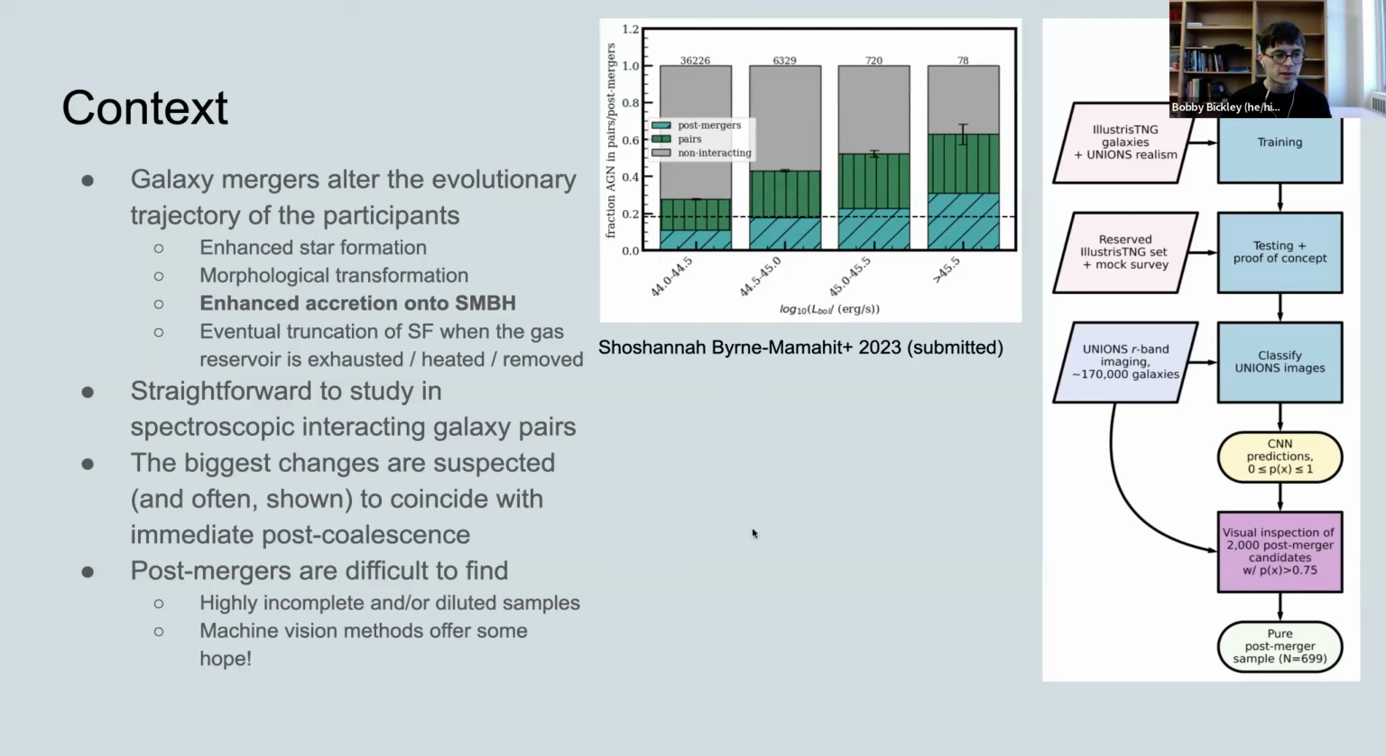And what I say here is that machine vision methods offer some hope for this. And this is what I've been using to identify galaxy post-mergers. I can tell you about how that's working in the context of this study. I've selected a couple figures for this context slide. The first one is from a colleague of mine here at UVic, Shoshana Byrne-Mamahit, and this is a submitted paper of hers, also a new result.